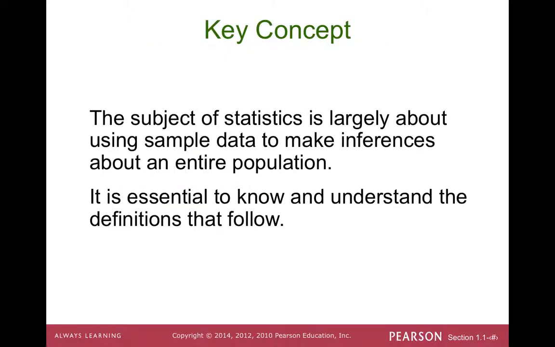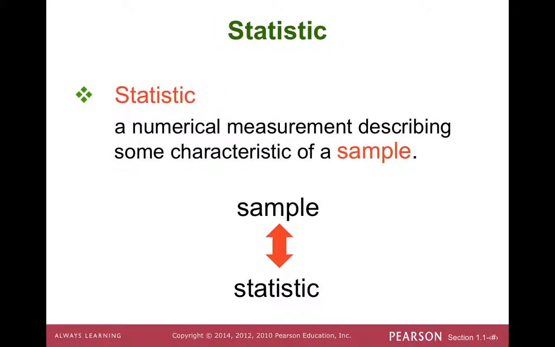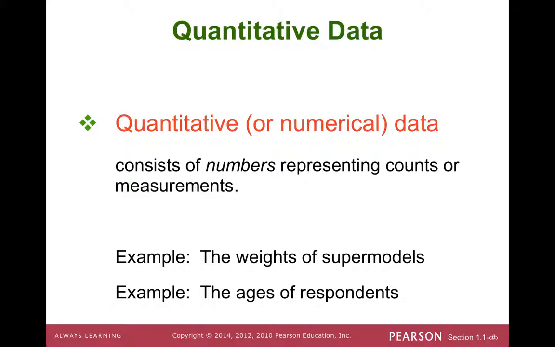So in the third section, we have types of data. The key idea here is to understand what categories data can fit into. Of course, we talked about the larger group being the population, and so a number representative of the population is called a parameter, and a number representative of the smaller group, the sample, is a statistic. So parameters represent populations, statistics represent samples.